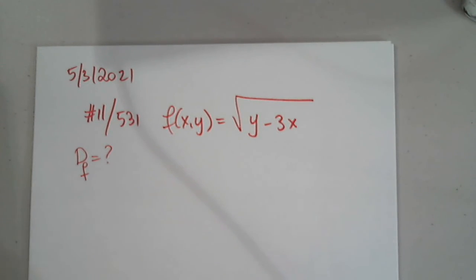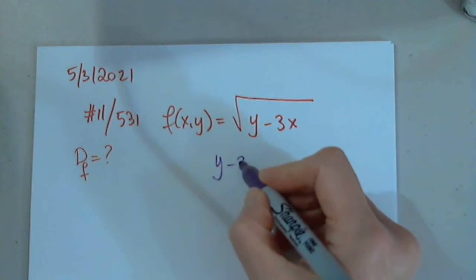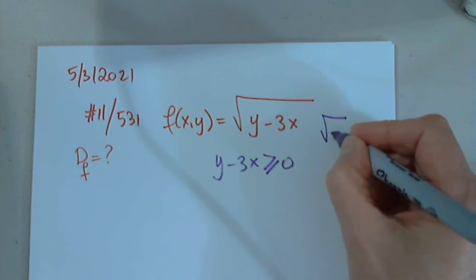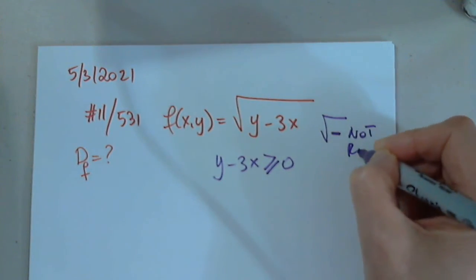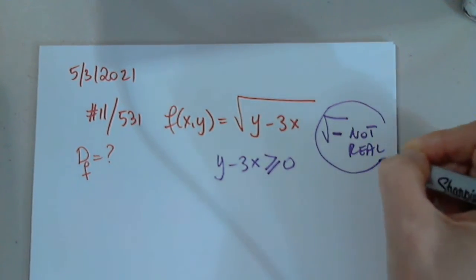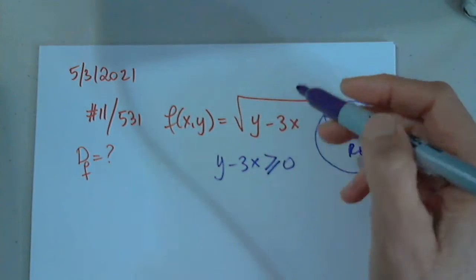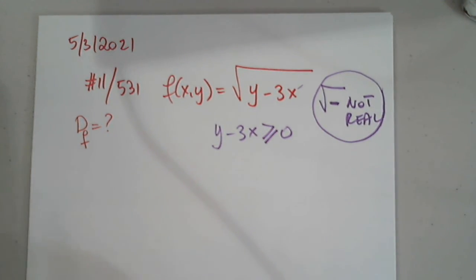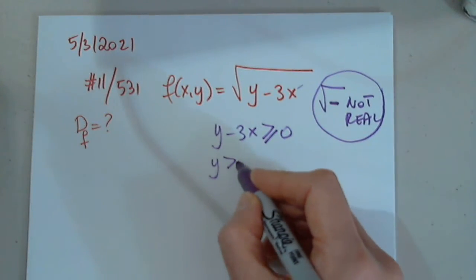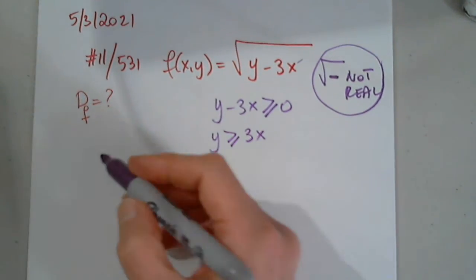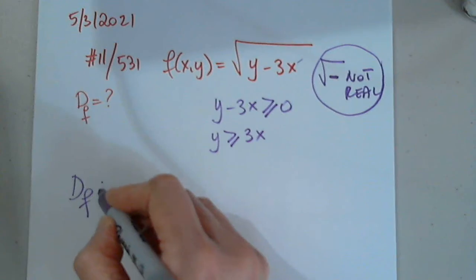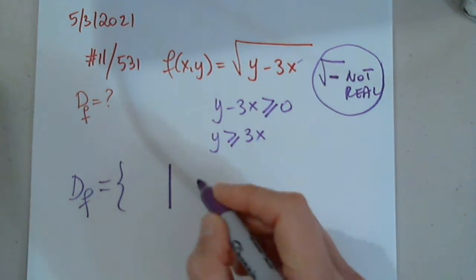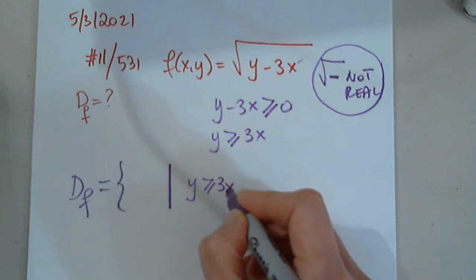Zero to positive infinity. That y minus 3x has to be strictly greater than 0 because the square root of a negative number is not real. I see, the quantity under the square root always has to be greater than or equal to 0. So in other words, y has to be greater than or equal to 3x. So then the domain of function f consists of y greater than or equal to 3x.